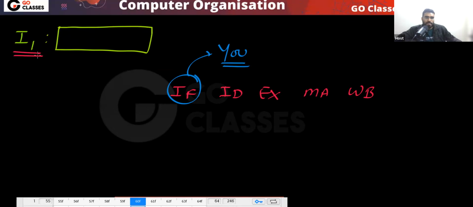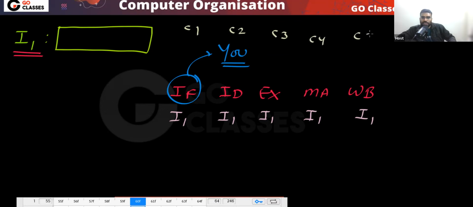This instruction I1 you are fetching. I1 is going here, in the next cycle I1 is going here, then here, and so on. Let's assume this is your cycle C1, cycle C2, cycle C3, cycle C4, cycle C5, something like that. Just for a moment, let me create the diagram like this, that you have these stages.